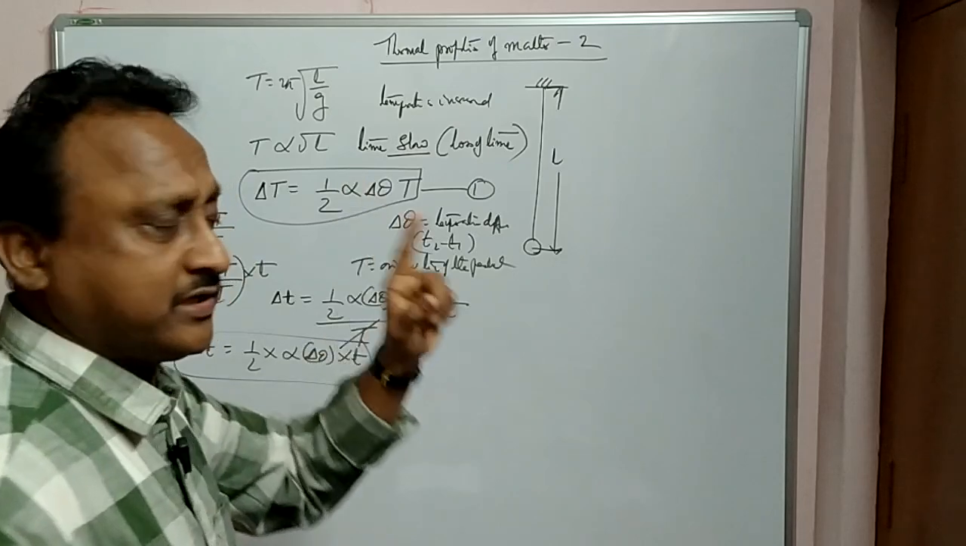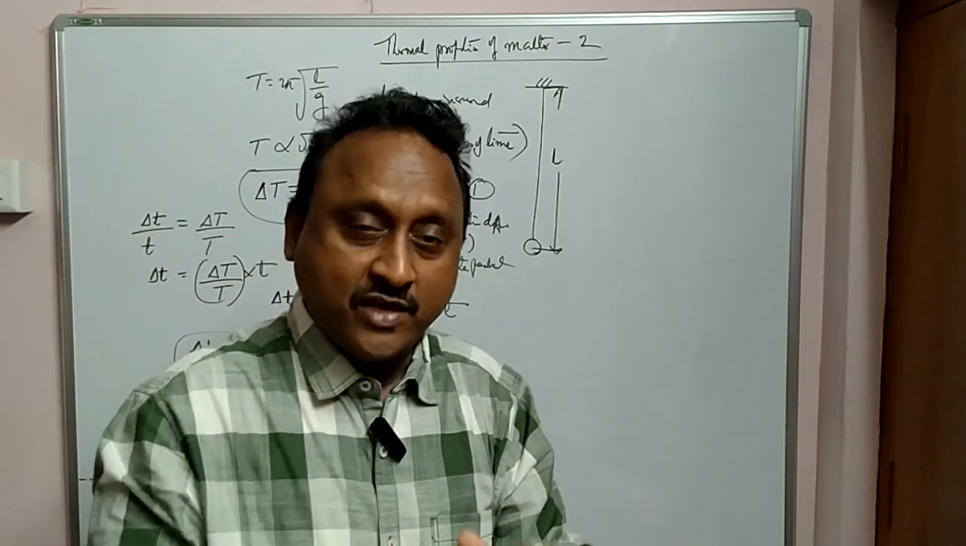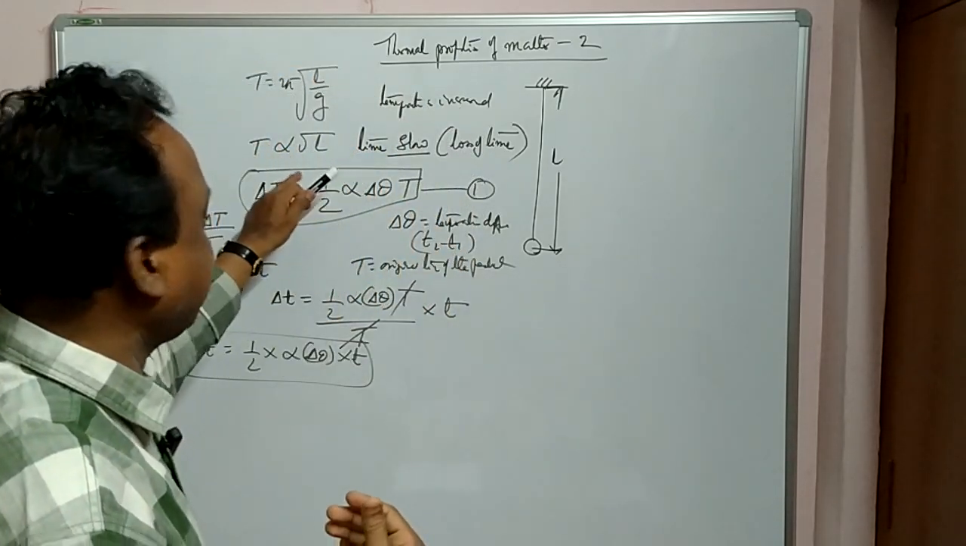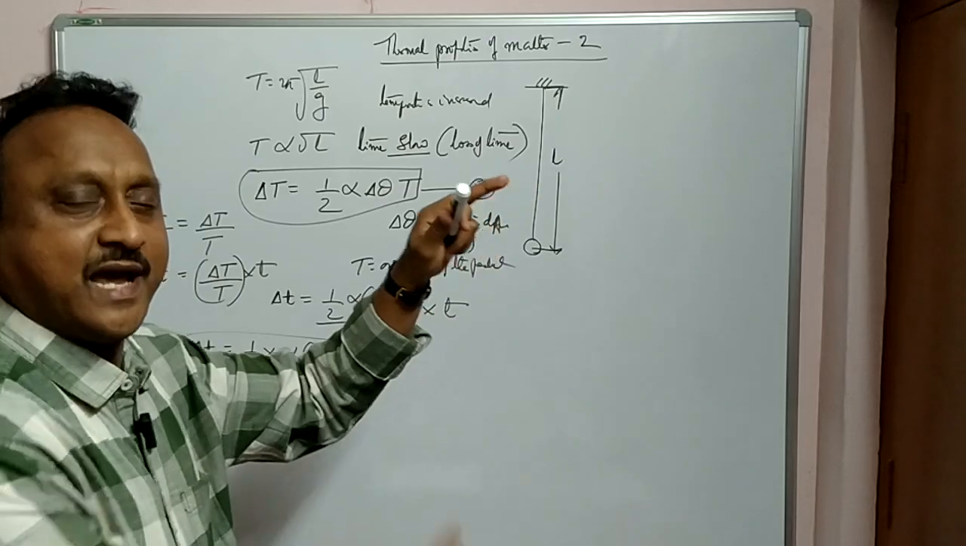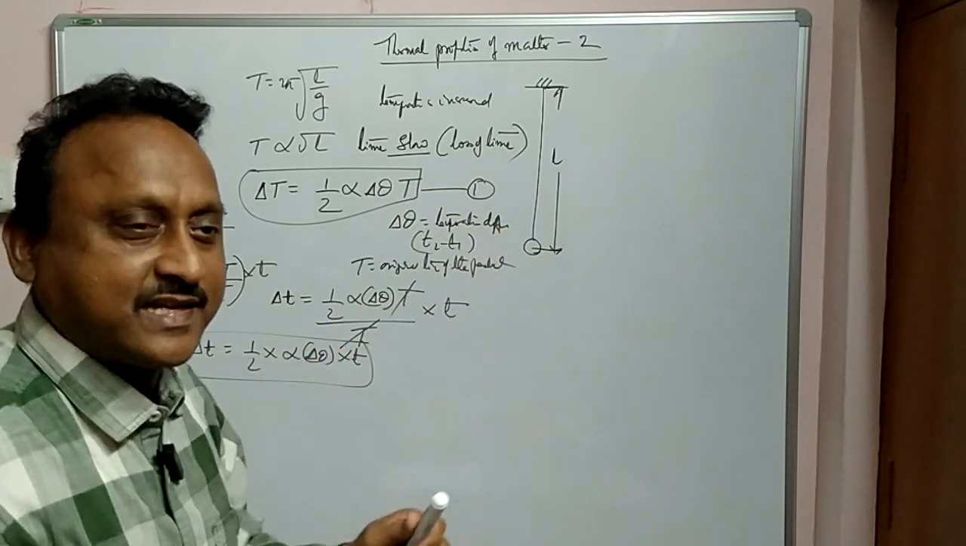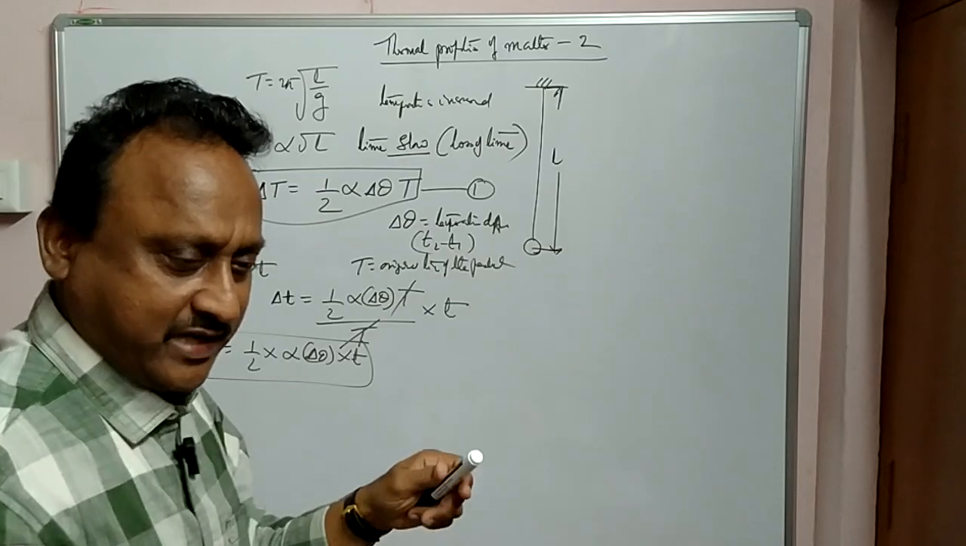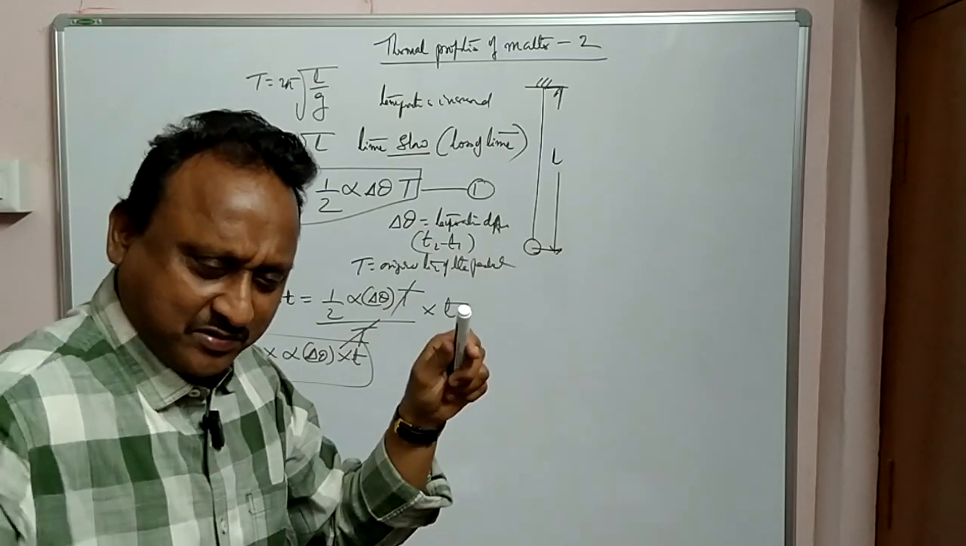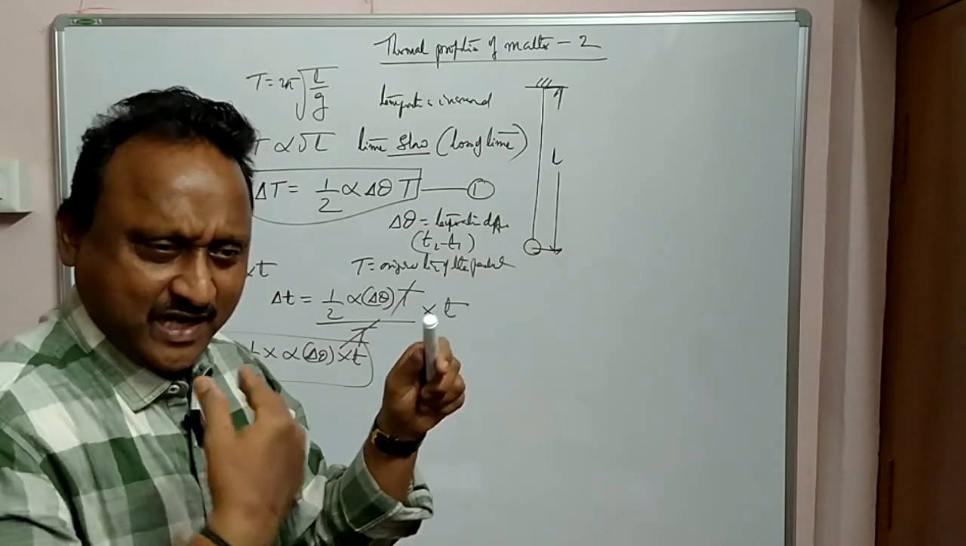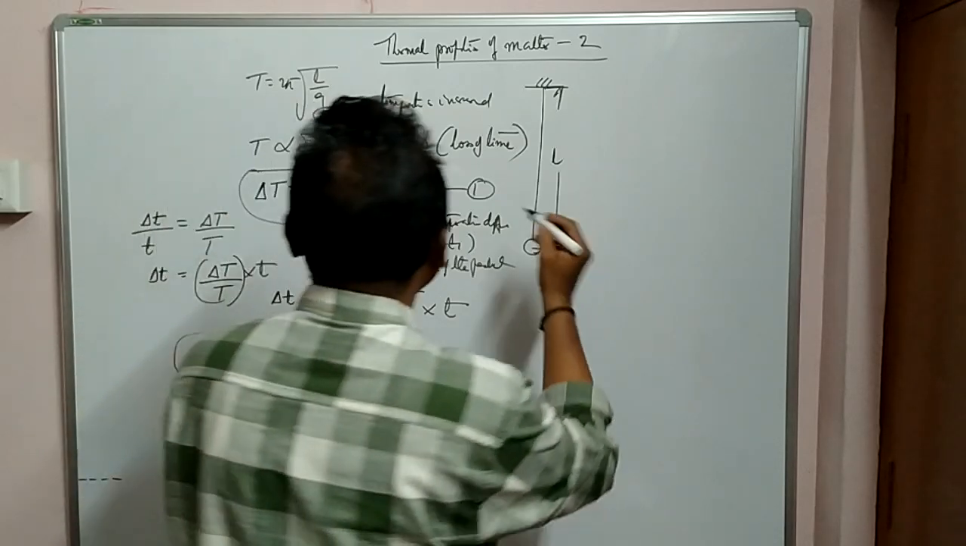Here is one point you have to note in your mind. If you increase the temperature, length is increasing. It takes more time, so time becomes slower. If you decrease the temperature, what happens? Length will be decreasing, so time period will be decreasing, and the clock runs fast. It becomes faster.